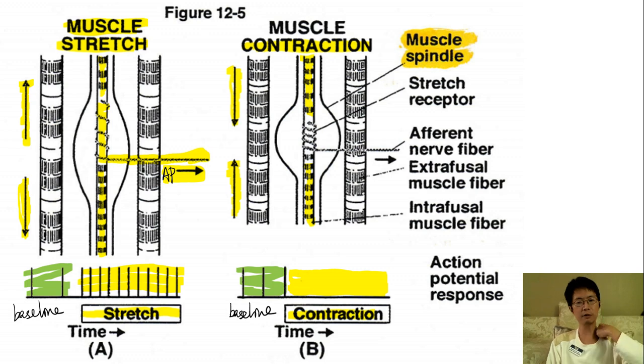Meaning that when your muscle is relaxed, not stretching and not contracting, it is actually in the middle. You have the stretch, you have the relax, and then you have the contraction. When your muscle is relaxing, that means it is not contracting, not stretching. Guess what? It is still firing. You still have action potentials on the afferent neuron. Your stretch receptor fires, but it fires at a baseline level.